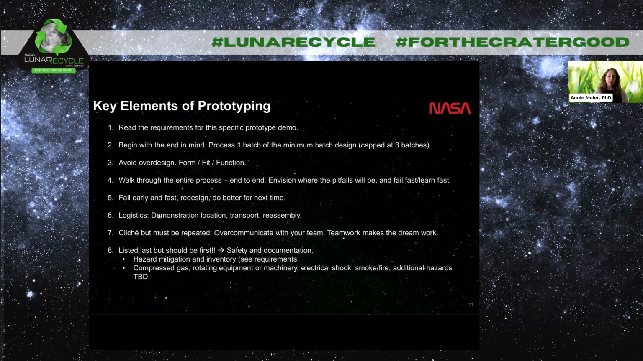And then this is listed last, but it should be first. Safety and documentation are very important. You are all going to have the potential for bringing us things that are going to have machines, have rotating parts, have heat, have commodities. I don't know what all the solutions will look like, but hazard mitigation and inventory, in parentheses, see requirements, because it's all there. These are very important for us to understand for the safety of the prototype demonstration and also for your health. So if you are working with exotic materials, make sure you have the right PPE up front.